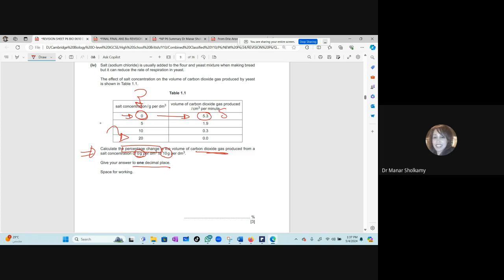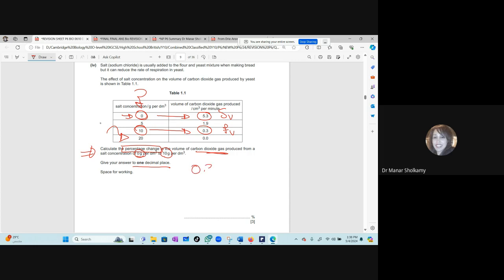So this is the starting value, 5.3. And the final value is when the salt concentration was 10. So it is 0.3. So this is the final value. First, identify your values. And then you will use the equation. Final value minus starting divided by starting times 100. And do each step alone.